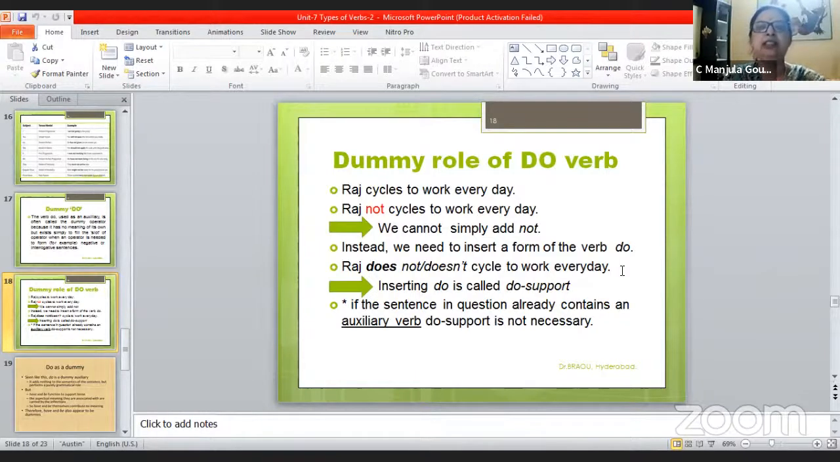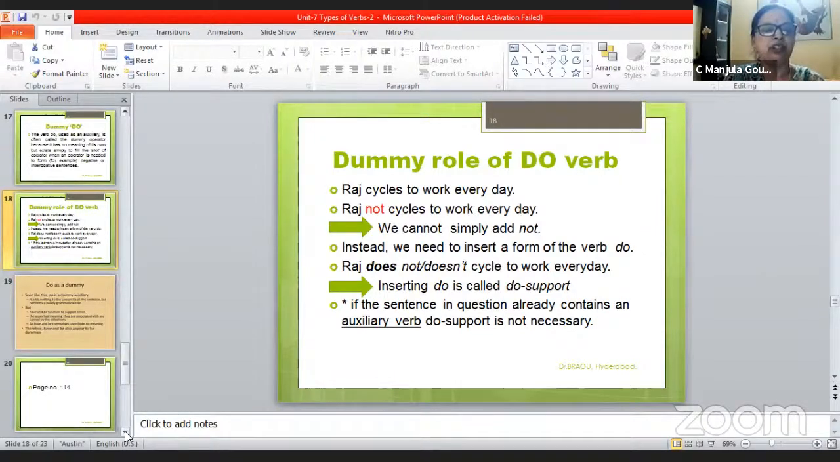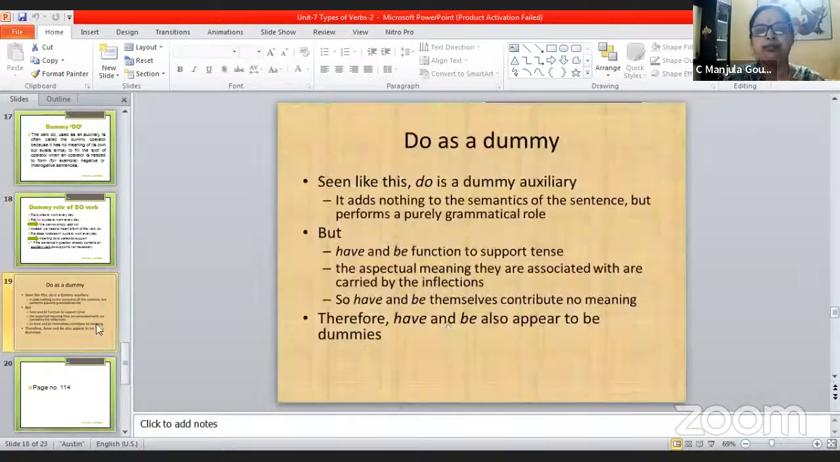Just read every sentence in the slide again so that you will understand what is do support. We spoke about this do support when we began the session today. So this do support is support which is given by the verb do whenever we insert it when required in a sentence. Got it? So when do we use this mainly? If the sentence in question already contains an auxiliary word, do support is not required. If it is not there, then only we use the support.